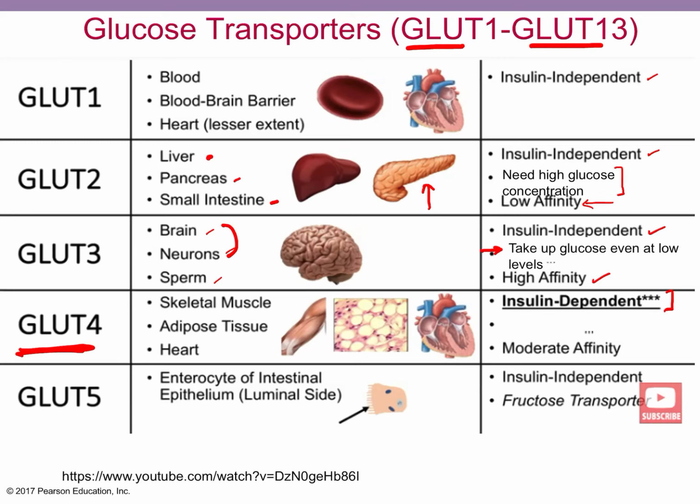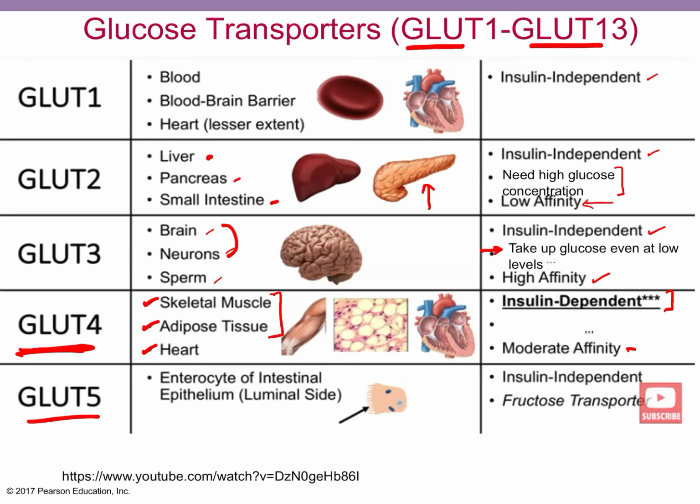And the skeletal muscle and adipose, and the heart in this way, we're really focusing on skeletal muscle and adipose though. And these guys have a moderate affinity, no big deal, not important to remember, but GLUT4 is insulin dependent. So your muscles and your fat need insulin in order to take in the glucose through facilitated diffusion. GLUT5, I'm not going to worry about this.